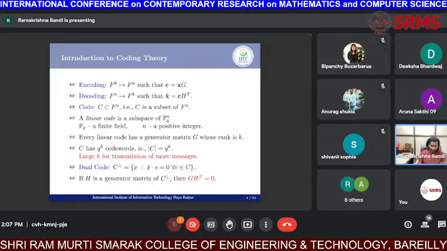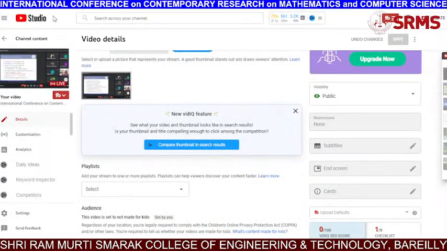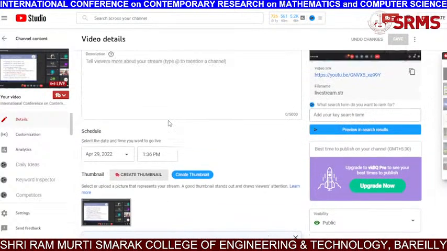Dual code is also a vector space, so it will have a basis. The basis, in terms of communication, we call the generator matrix. The generator matrix of C perp is called the parity check matrix of C. With respect to C perp, it is called the generator matrix. With respect to C, it is a parity check matrix. The relation between G and H is G into H transpose equal to 0. Why? Because every vector of G is perpendicular to every column of H. So G into H transpose equal to 0.